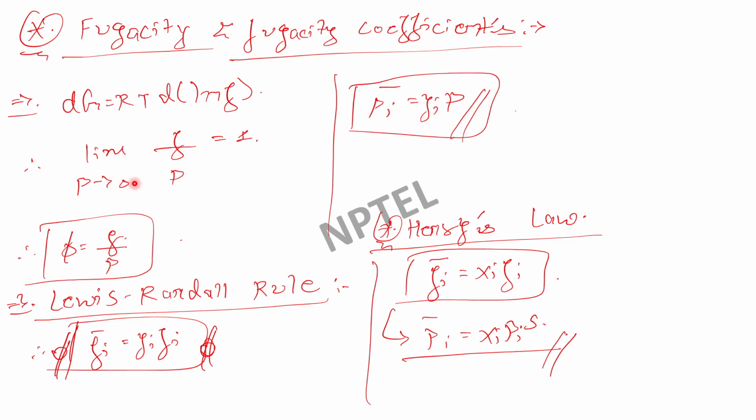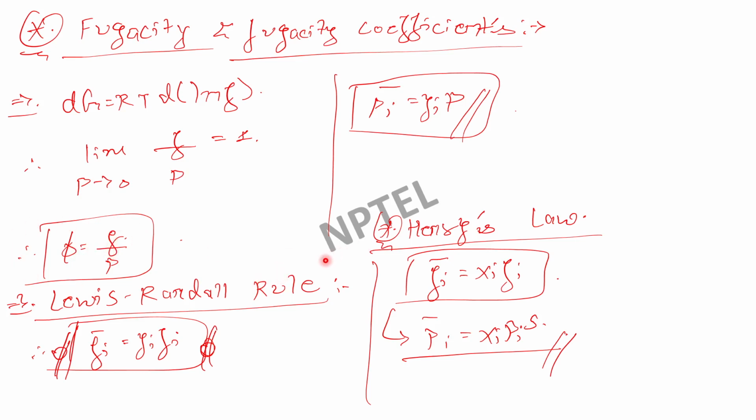So as limit pressure P tends to 0, f by P, that is fugacity to its pressure, is 1. And the fugacity coefficient is represented by the symbol phi. It is the ratio of fugacity to its pressure, known as the fugacity coefficient.